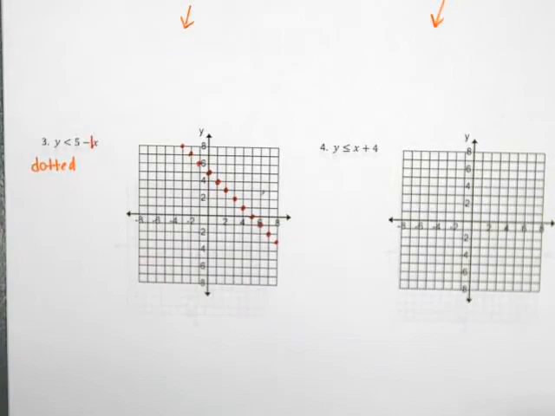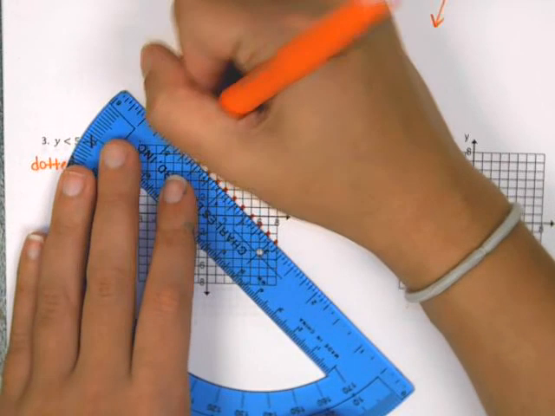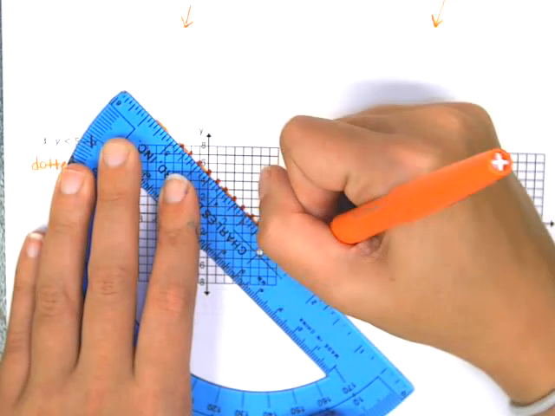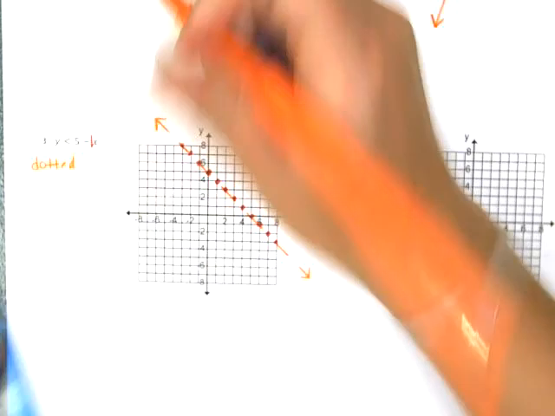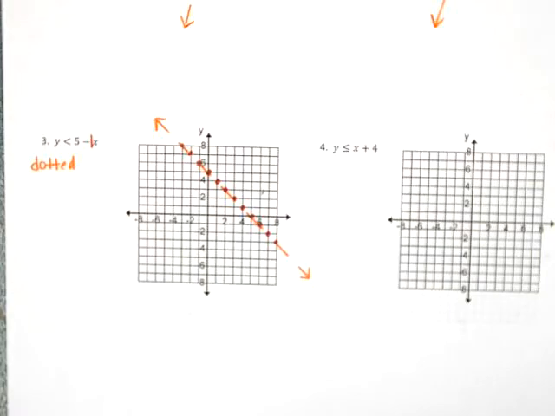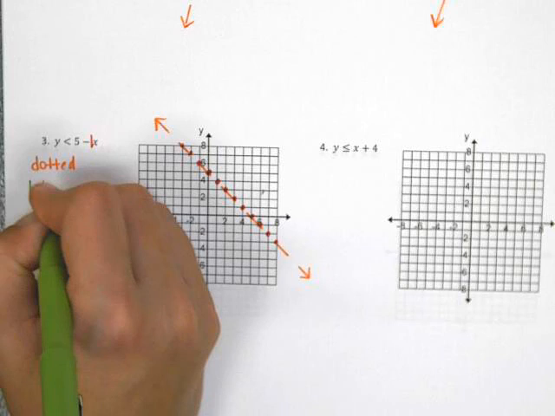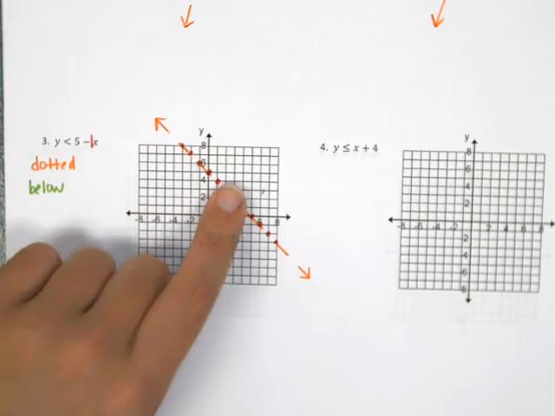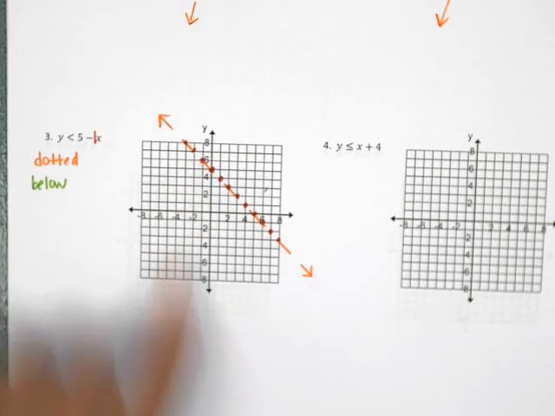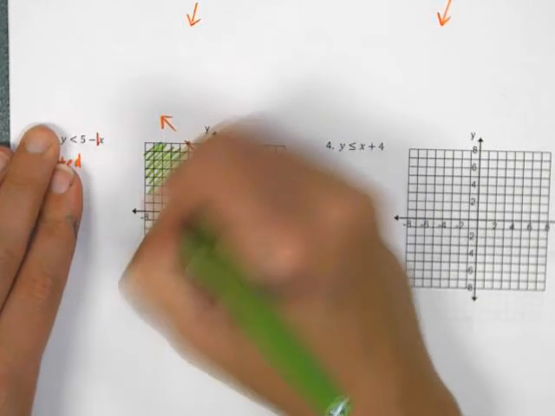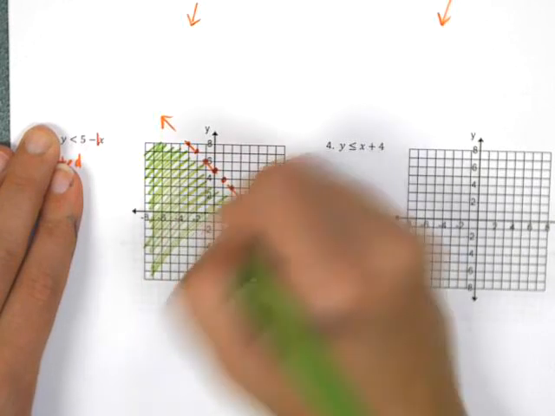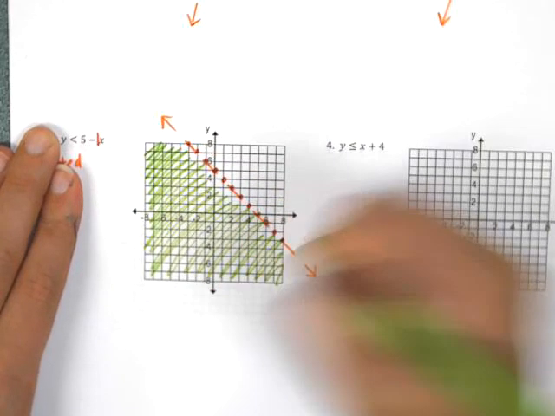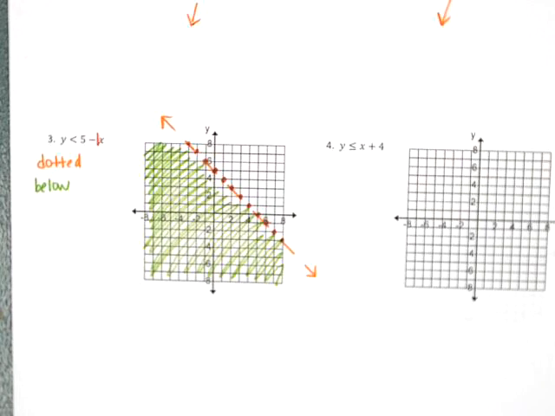This time I would use a dotted line. And again, the reason I'm using a dotted line is because we are not equal to. So I would go ahead and make a dotted line here. And the less than means shade below the graph. So if you imagine that this is kind of like a hill, you'd be under the staircase or under the ramp or under the hill if you were down here. So I would shade this part of the graph to show that below there are where all of the correct solutions would live.